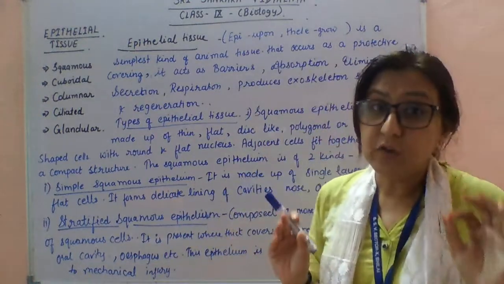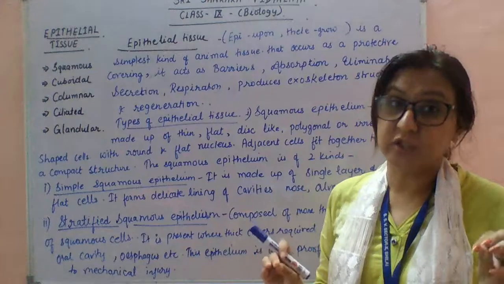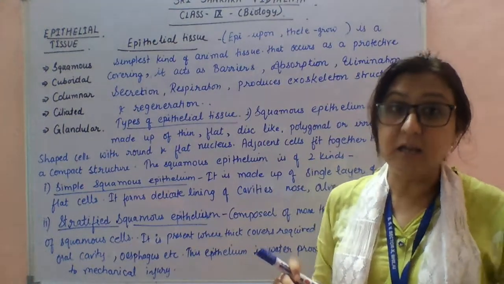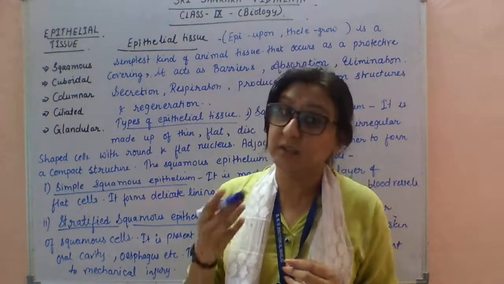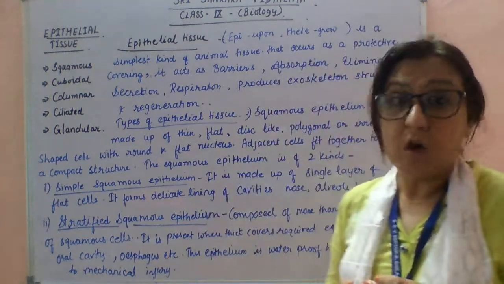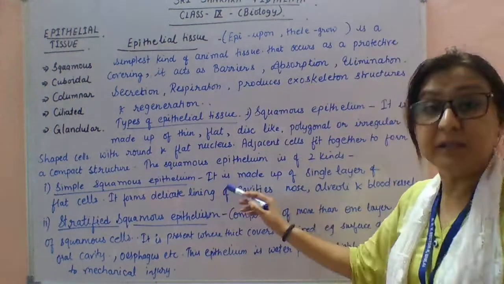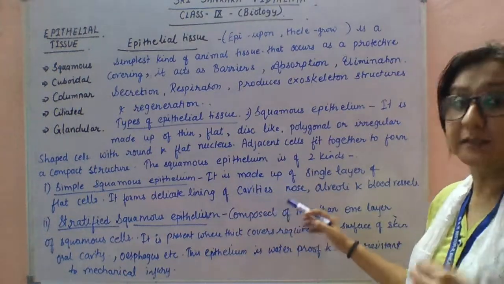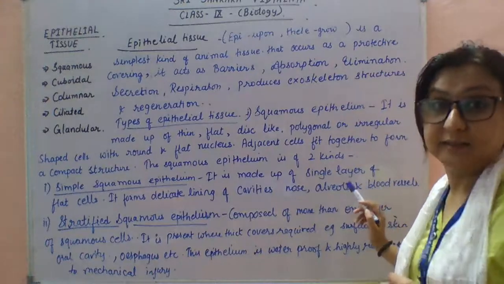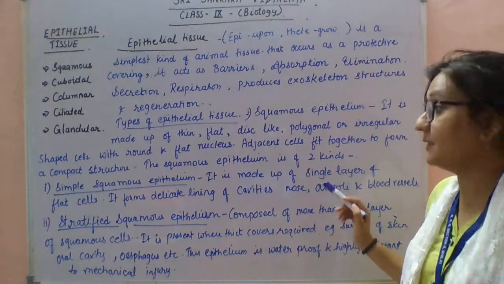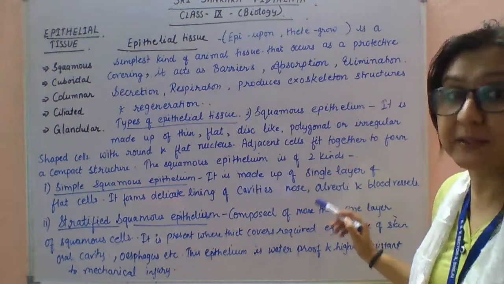Alveoli are balloon-like structures present in the lungs that are responsible for the exchange of gases, that is, carbon dioxide and oxygen. So simple squamous epithelium is present there. Nose, alveoli, and blood vessels are the places where simple squamous epithelium is present.